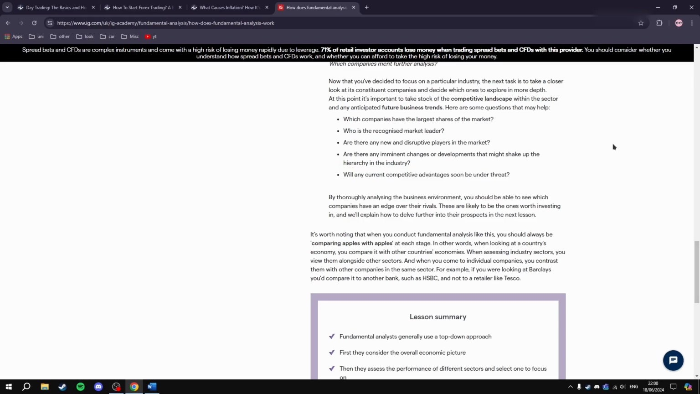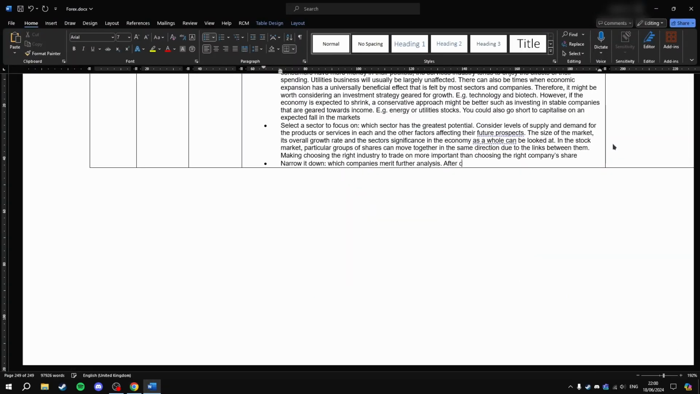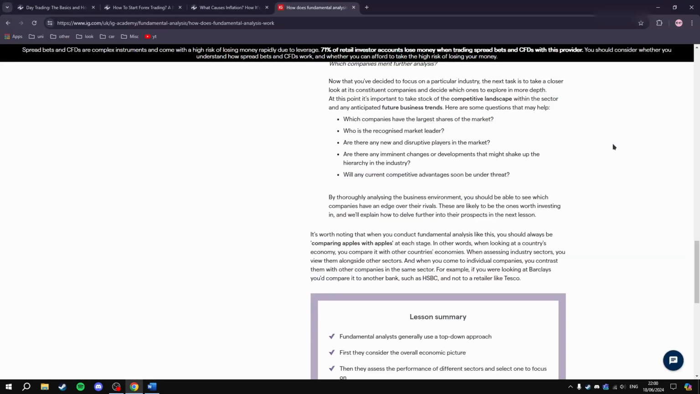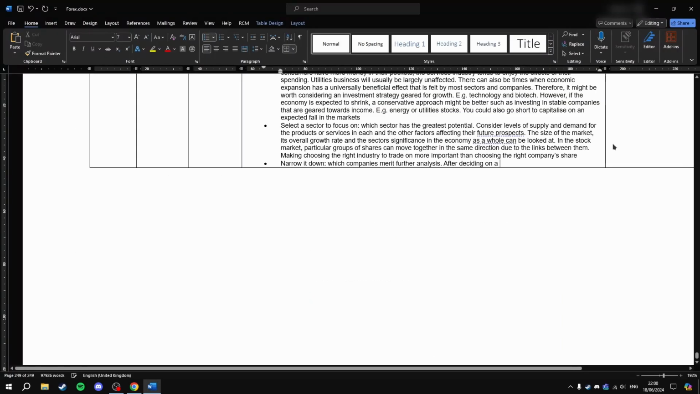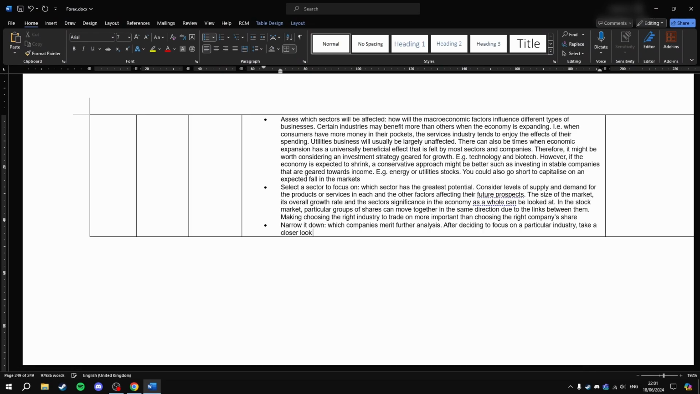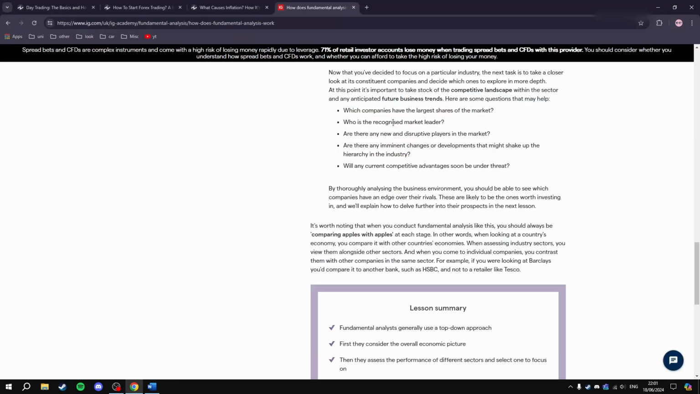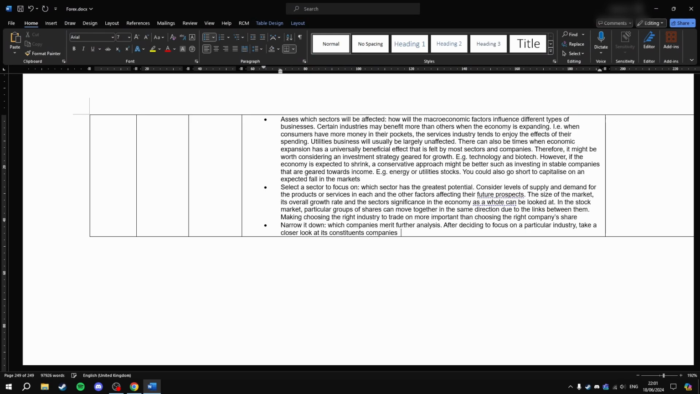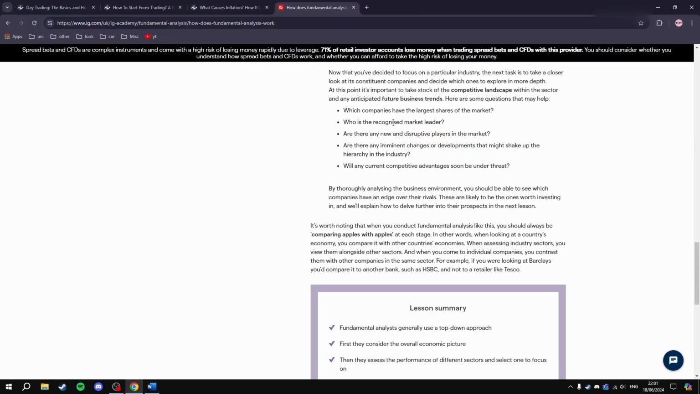Take a closer look. So after deciding to focus on a particular industry, take a closer look at its constituent companies and decide which ones to explore in more depth.